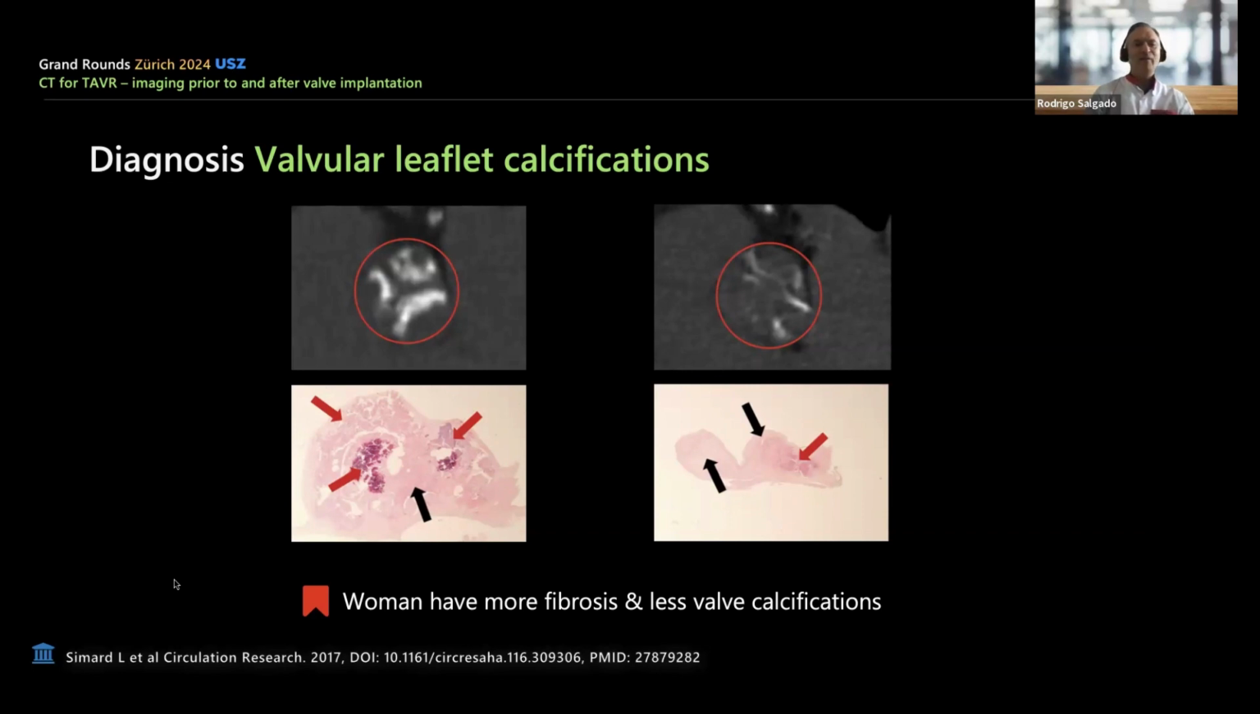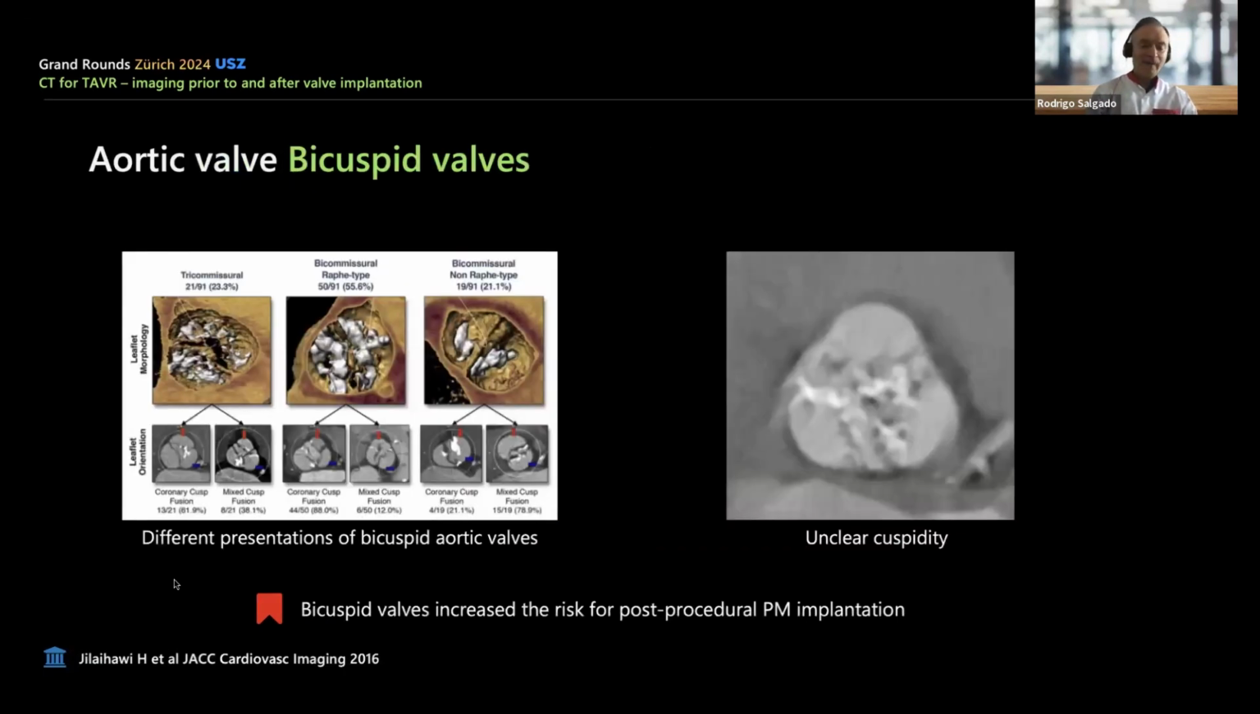Or conversely, when women have the same amount of calcification as men, they probably have more severe aortic valve dysfunction because of their larger fibrotic component. Also very important to look for is a bicuspid valve, because bicuspid valves degenerate quicker and more often lead to valvular dysfunction and aortic valve stenosis.